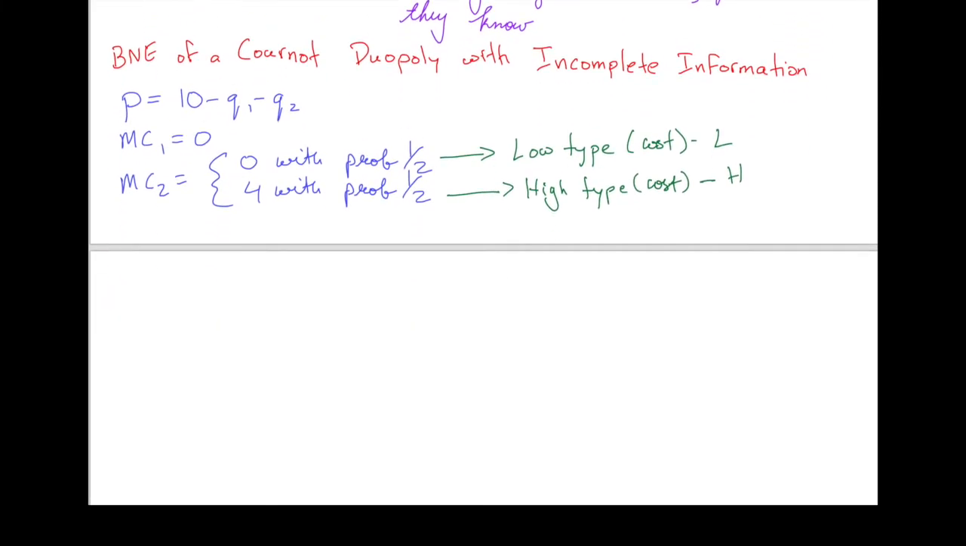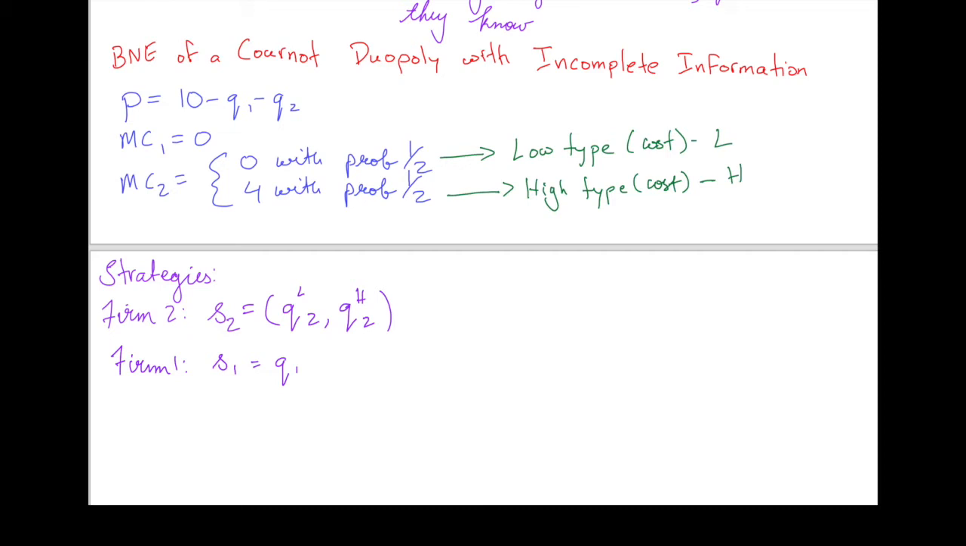Firm 2 has to pick a quantity as a function of its type. Given that firm 2 picks a quantity as a function of its type, its strategy consists of a quantity for each type. So the quantity that you pick when your type is the low type, and a quantity that you pick when your type is the high type. And for firm 1, there's only one thing that firm 1 needs to do. It just needs to pick a quantity because there's only one type of firm 1.